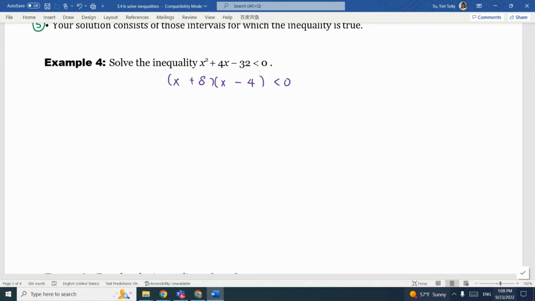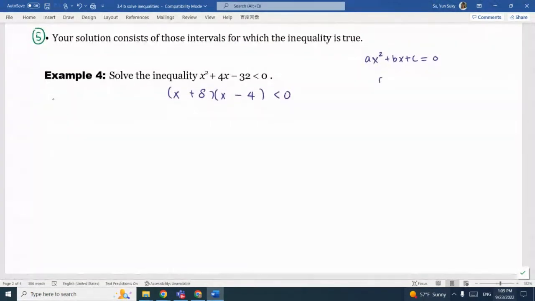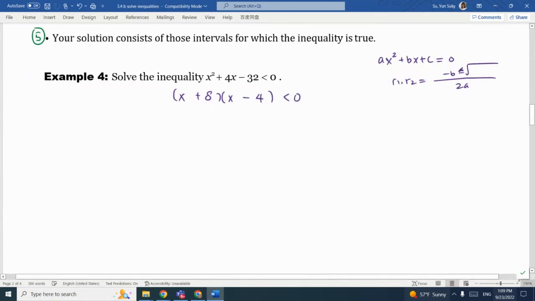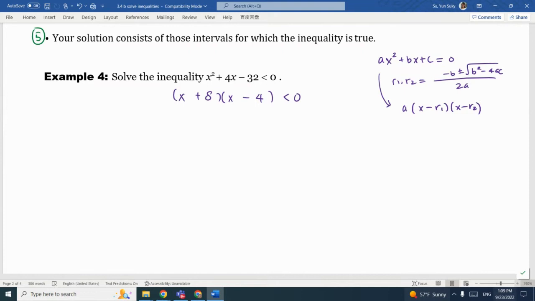If you don't know how to factor, it's okay. You can use the quadratic formula. Remember I told you, for those of you who are not quite familiar with factoring, use the quadratic formula. You get 2 roots: negative b plus or minus the square root of b squared minus 4ac, all over 2a. And then you can rewrite this quadratic function as a times (x minus the first root) times (x minus the second root). Is that okay, everybody? This is when the discriminant is positive. We can do that.